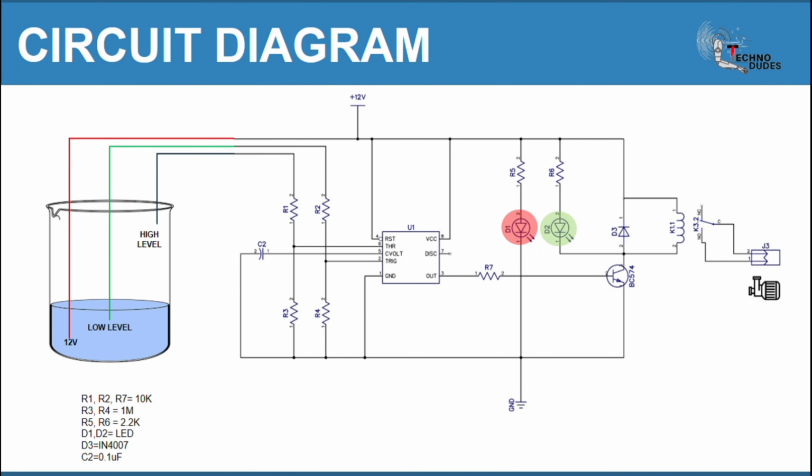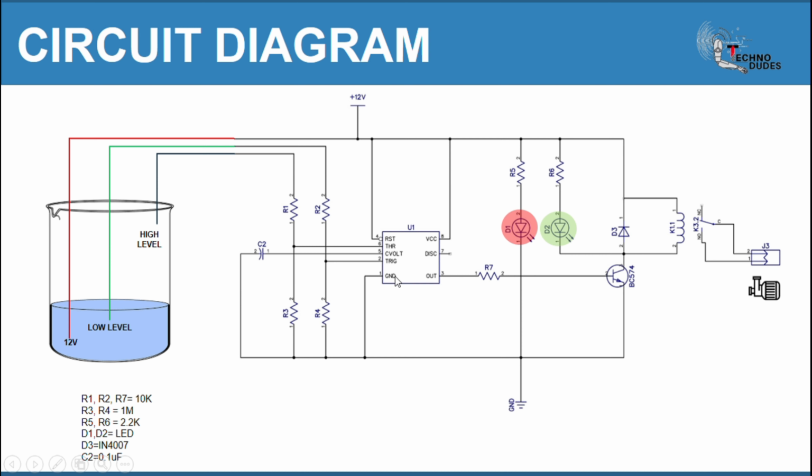Now let's see the circuit diagram of this water level controller. We have used this 555 timer, and pin number 4 and pin number 8 are both connected to the 12 volt DC power supply. Pin number 1 is directly connected to the ground. Pin number 5 is connected to the ground through this 0.1 microfarad capacitor. Basically it's a ceramic capacitor, generally used for the control voltage. Pin number 7 is not connected. Pin number 3 is the output pin of this 555 timer, and it provides the signal to the BC547 transistor.